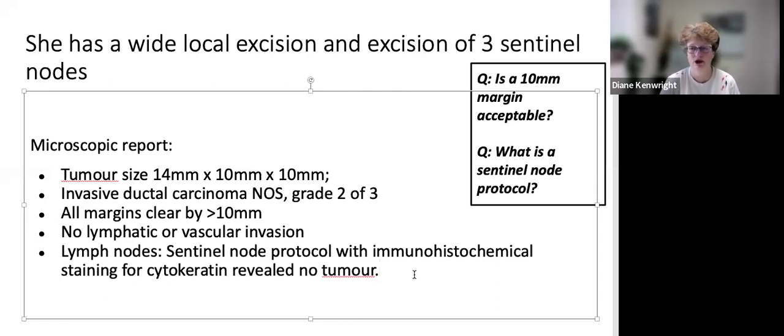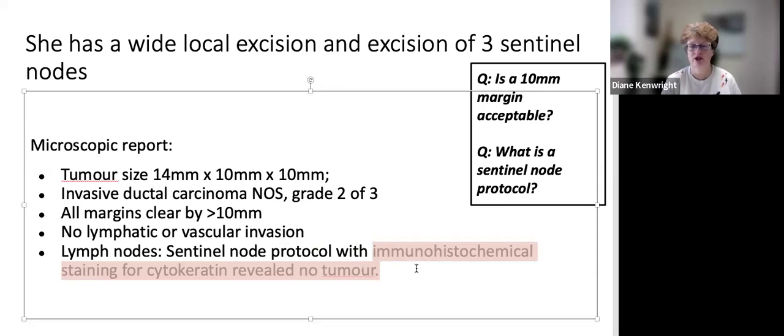What is the sentinel node protocol? When people take out these sentinel nodes, what we're trying to do is find the tiniest bit of cancer in them. So we do lots of slices through them, and we stain them with immunohistochemistry, which helps us detect even the smallest number of breast cancer cells in them. So this is what this means. Immunohistochemical staining for cytokeratin revealed no tumor. It means that we have looked at these lymph nodes in great detail and can find no metastatic cancer.